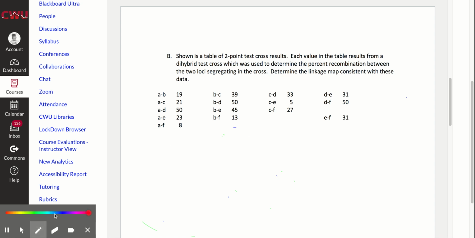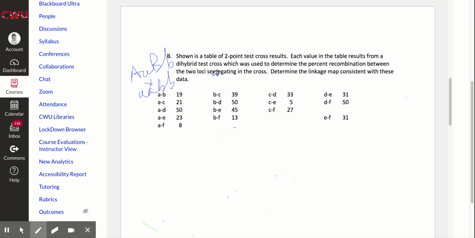So now let's do the next problem. Notice that I have a slightly different form of table. We don't want to be thrown off by things like that. We want to realize that, okay, it's a table of 2-point test cross results. So like this first one, that would be the dihybrid times, it's a little weird. Why do I have a little delay in there?